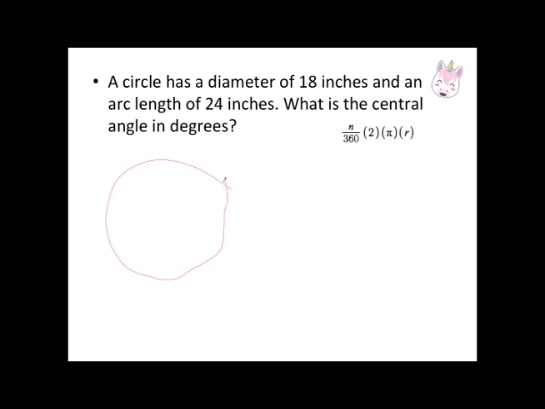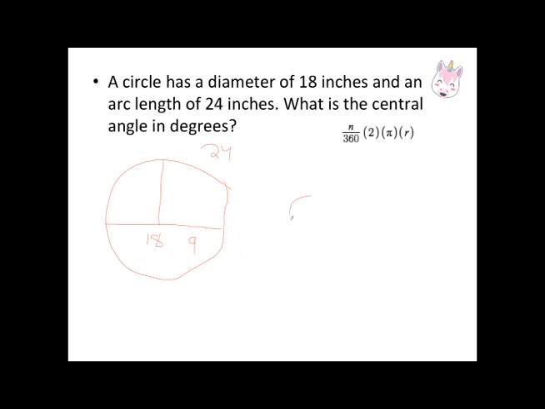Let's draw our circle to get a better understanding of what we are dealing with. We know that the diameter is 18 and that our arc length is 24. Now plug in what we know into our equation, but first we have to remember that our radius is 9. Remember that the diameter is the entire distance across the circle, while the radius is only half, so we have to divide 18 by 2 to get 9.